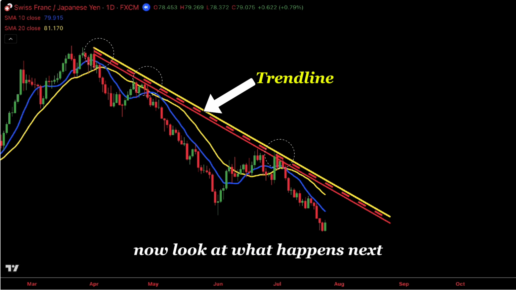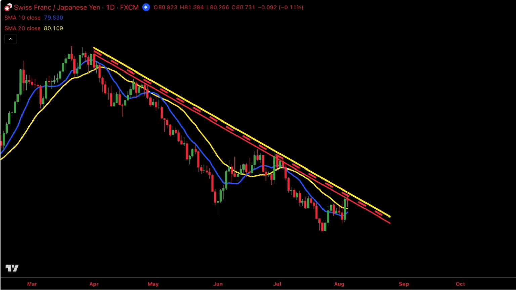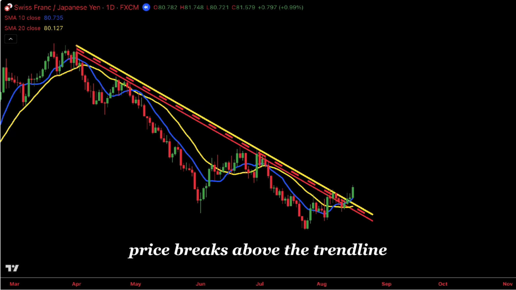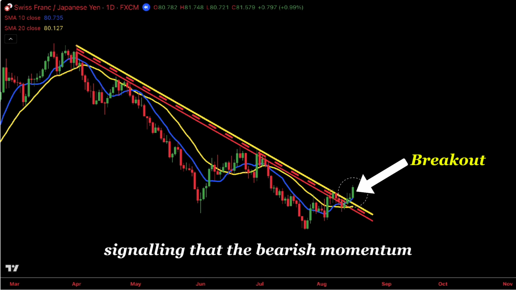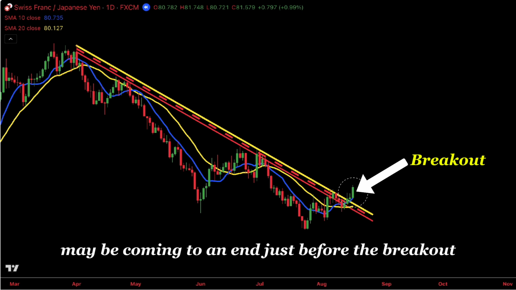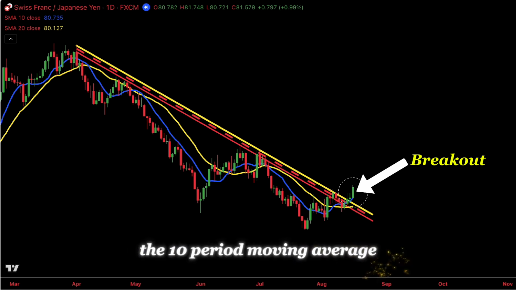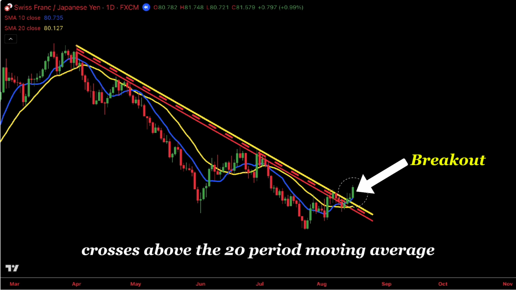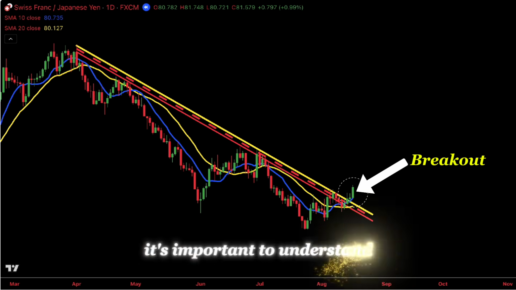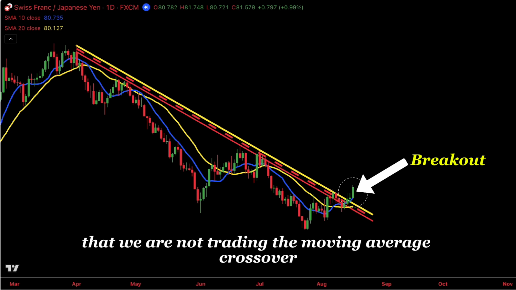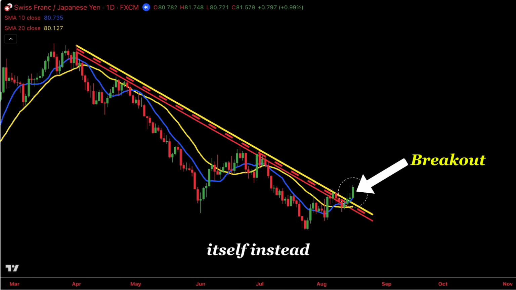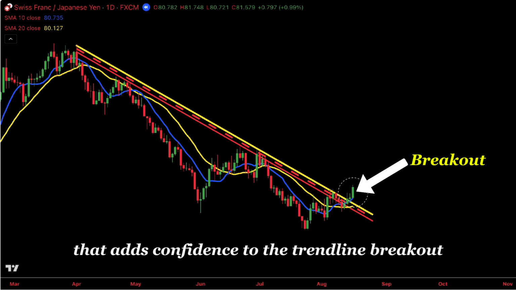Now, look at what happens next. Price breaks above the trend line, signaling that the bearish momentum may be coming to an end. Just before the breakout, the 10-period moving average crosses above the 20-period moving average. It's important to understand that we are not trading the moving average crossover itself. Instead, we use it as a confluence factor that adds confidence to the trendline breakout.